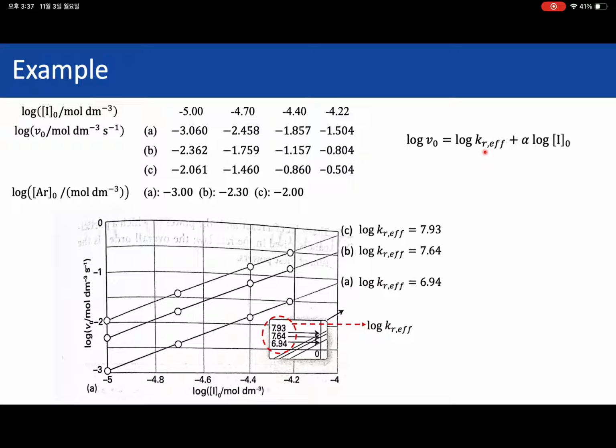And then we have those three values now. And what's the meaning of the slope of each line? The slope is the same as the alpha value in this equation. So we can easily calculate this slope by using any two data points in any line. So if we use those two points, which is 0.5.